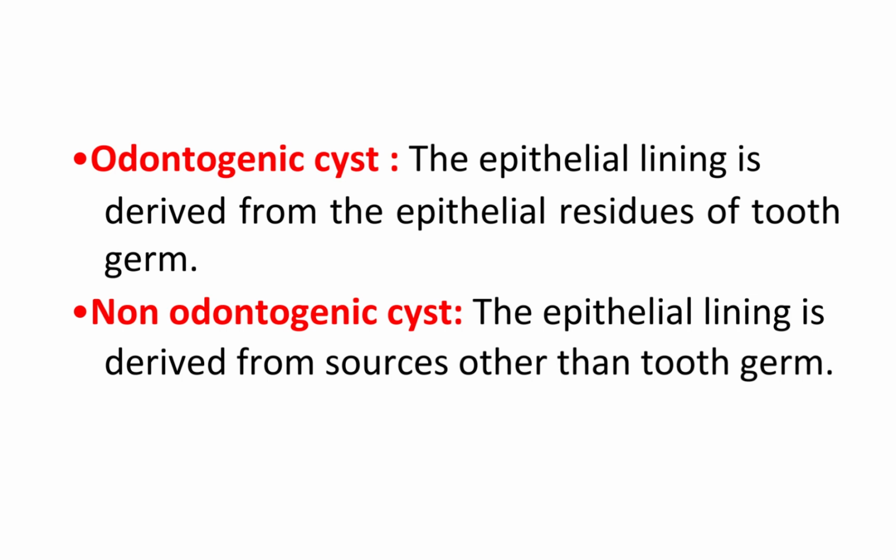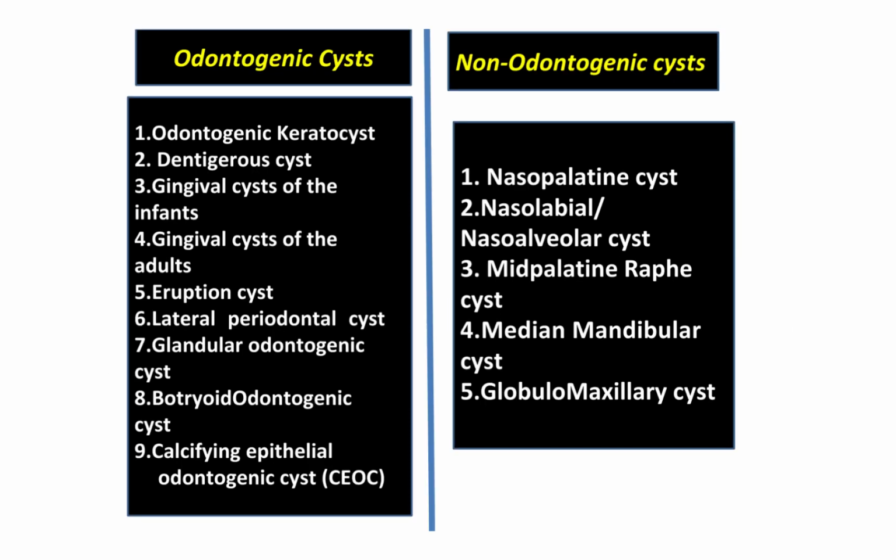Odontogenic cysts are the cysts in which the epithelial lining is derived from the epithelial residues of the tooth germ. And in non-odontogenic cysts, the epithelial lining is derived from sources other than the tooth germ. There are many odontogenic cysts like odontogenic keratocyst, dentigerous cyst, gingival cysts of infants, gingival cysts of adults, eruption cysts, lateral periodontal cyst, glandular odontogenic cyst, botryoid odontogenic cyst, and calcifying epithelial odontogenic cyst.